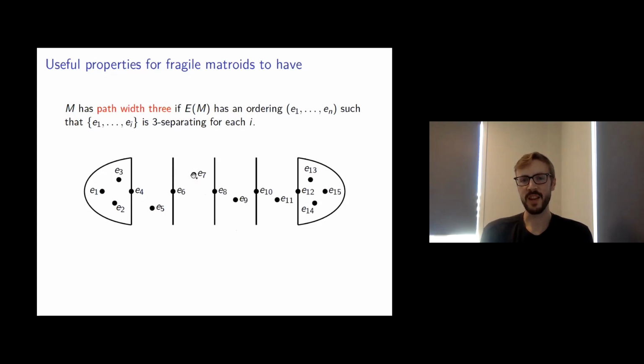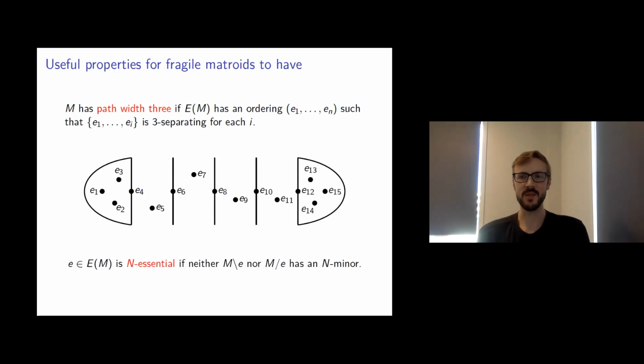Whereas for an element like E7, this is in the co-closure of the stuff on the left-hand side and the co-closure of the stuff on the right-hand side. Okay, so path width 3 is something that's useful for us. One other thing that's useful for us is to have not many essential elements. So an element of a matroid is essential if neither the deletion nor the contraction keeps the minor.